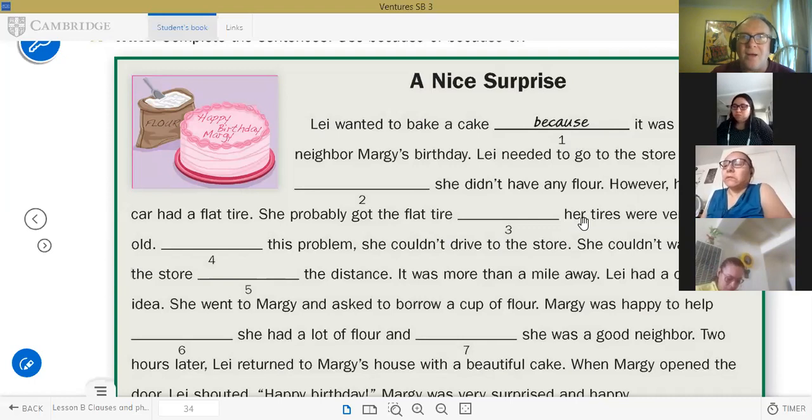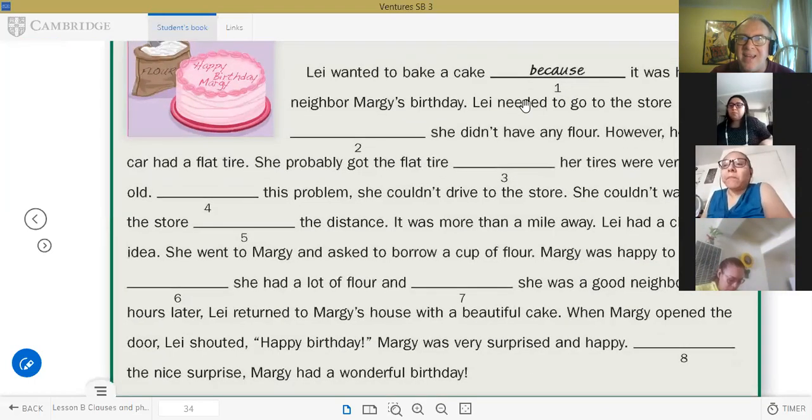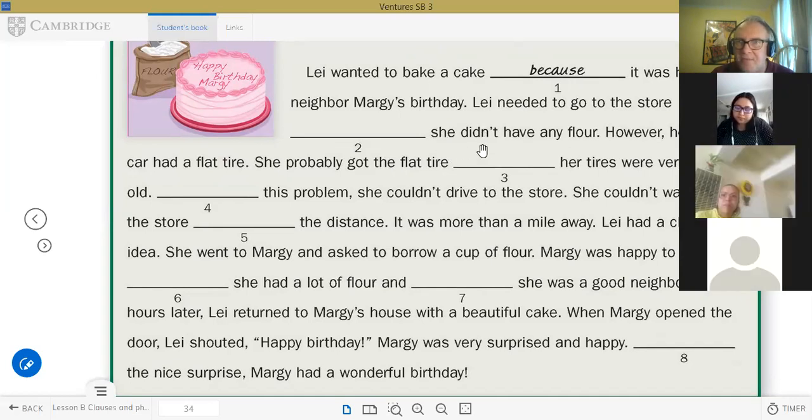Now the next one. It says, Lay needed to go to the store. Should we say because or because of? Because. Do we have a subject and verb? Yes. She didn't, right? Subject and verb. So we say because. Because she didn't have any flour. That was a big problem a couple weeks ago, right? There was no flour in the store.